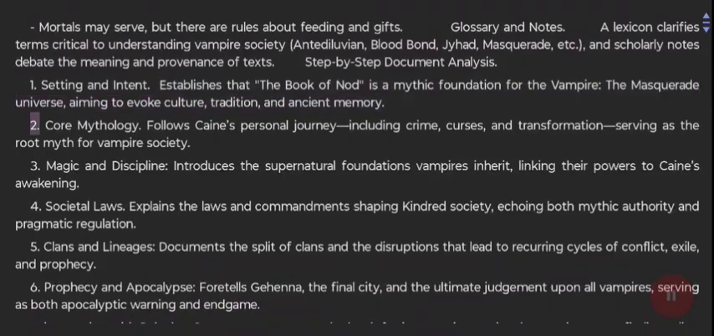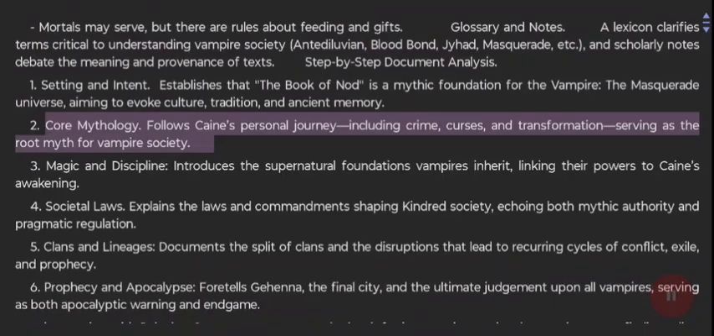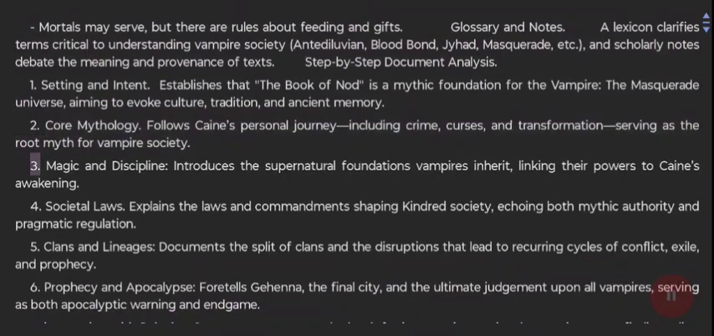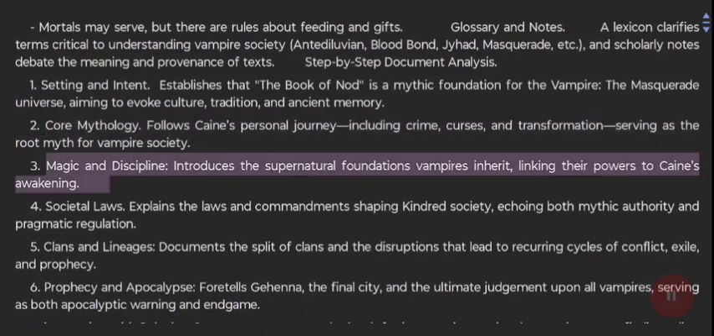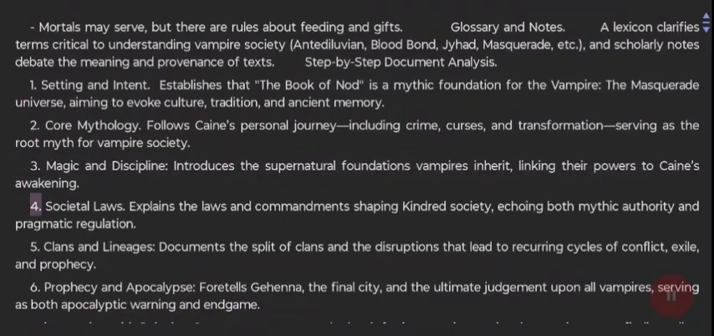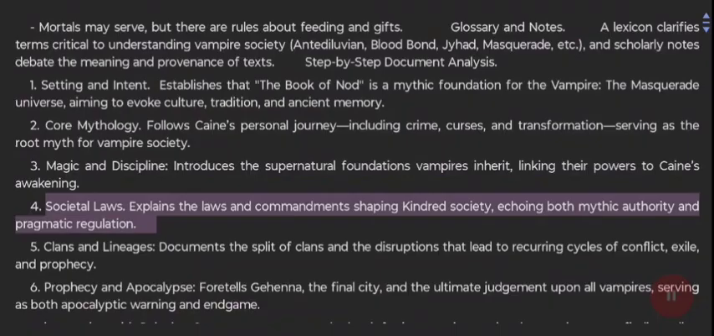2. Core mythology follows Cain's personal journey, including crime, curses, and transformation, serving as the root myth for vampire society. 3. Magic and discipline introduces the supernatural foundations vampires inherit, linking their powers to Cain's awakening. 4. Societal laws explains the laws and commandments shaping kindred society, echoing both mythic authority and pragmatic regulation.